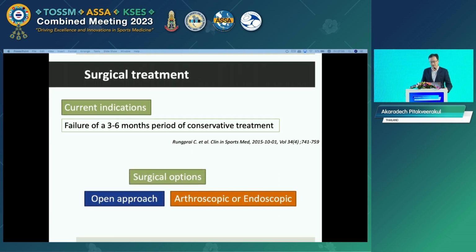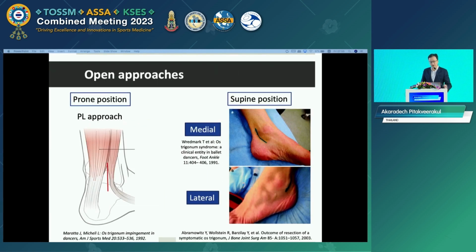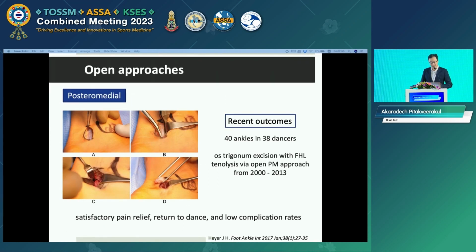The surgical options are divided into the open traditional approach and the arthroscopic or endoscopic approach. I will talk about the open traditional approach first. When you do open surgery, you can use a supine position with the medial approach via the FHL tendon sheath and neurovascular bundle, or the lateral approach between the peroneal tendon and sural nerve, or the PL approach between the Achilles tendon and peroneal tendon. But the most commonly used is the posteromedial approach.